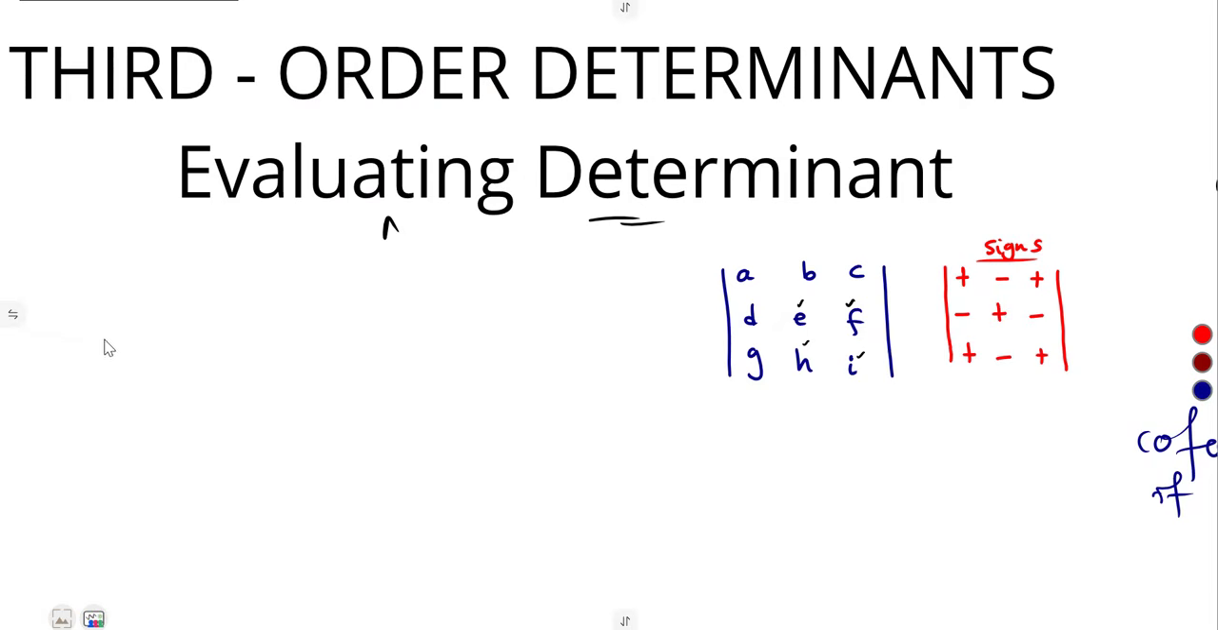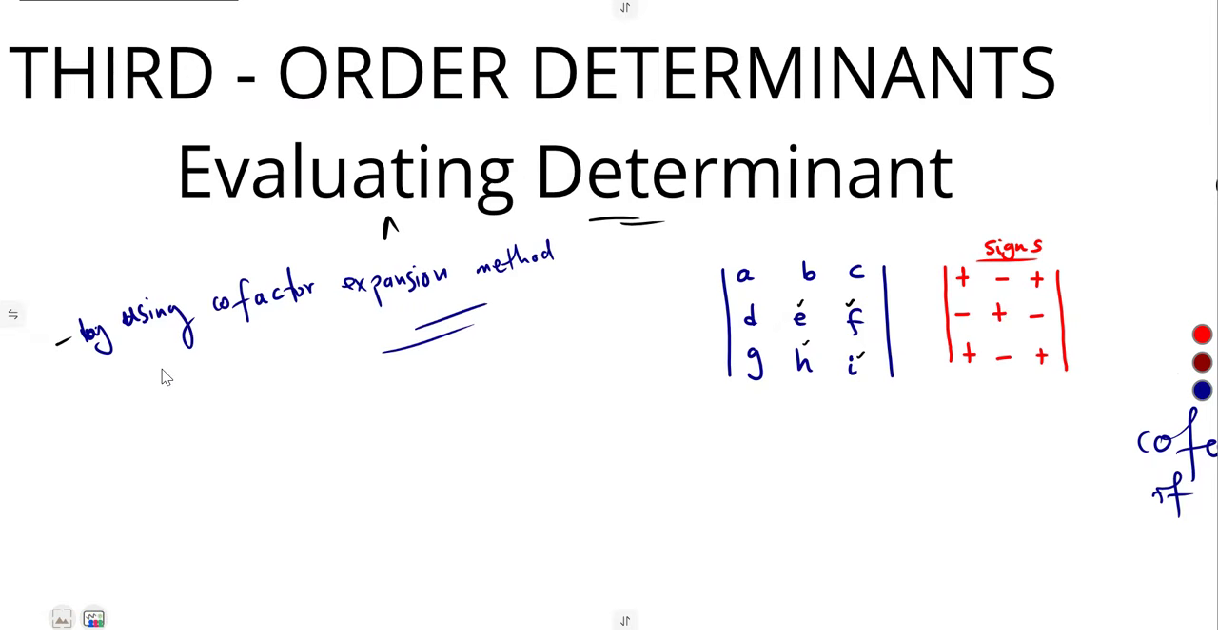So we can determine or evaluate the determinant by what? By using cofactor expansion. Cofactor expansion method. So what is it about the cofactor expansion method?